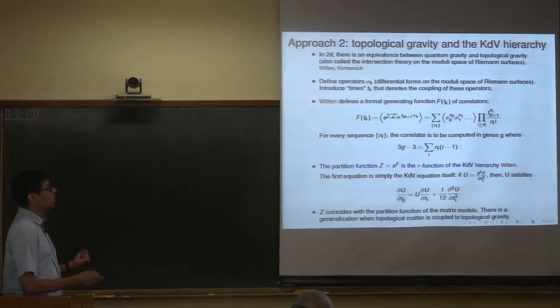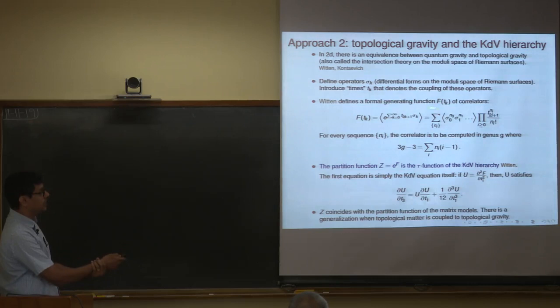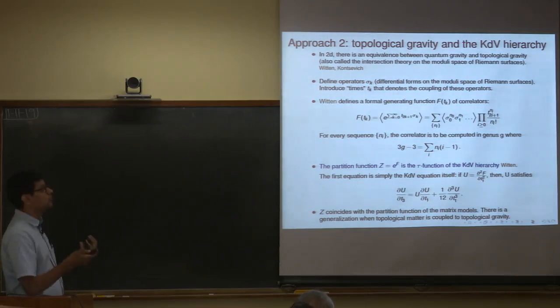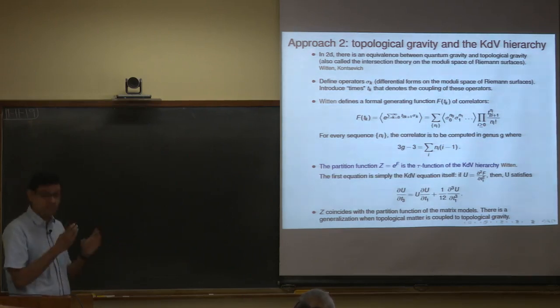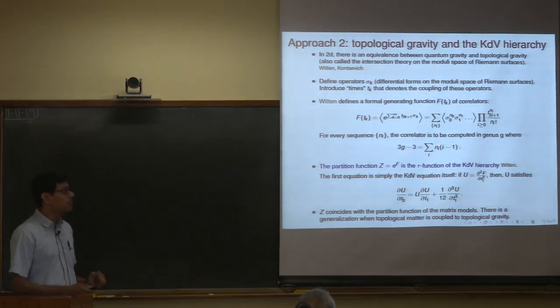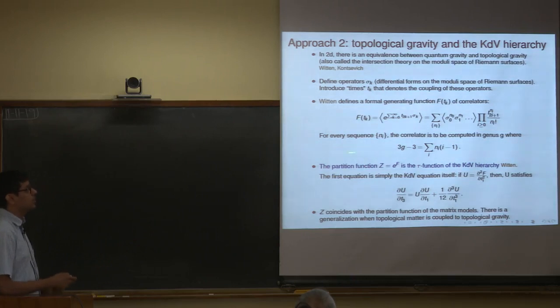Okay. So what Witten does is to define this formal generating function, what he calls F of t_k, where each of these t's couples to these observables sigma_k. So these are your observables in this topological gravity, and they contribute at a particular genus where this condition is satisfied. This is essentially saying that you want a top form on your manifold. You know the dimension of moduli space of Riemann surfaces, and so you compute a formal generating function like so.